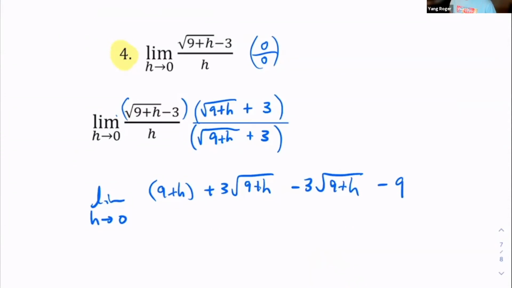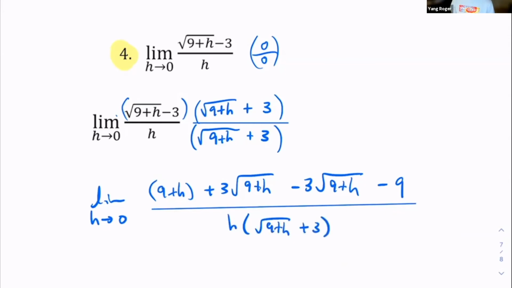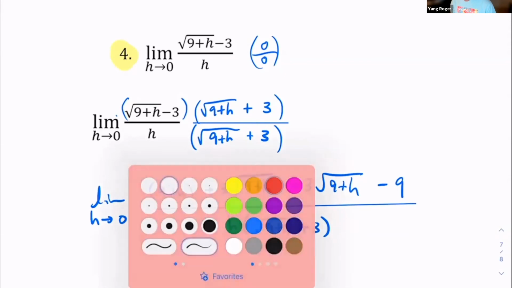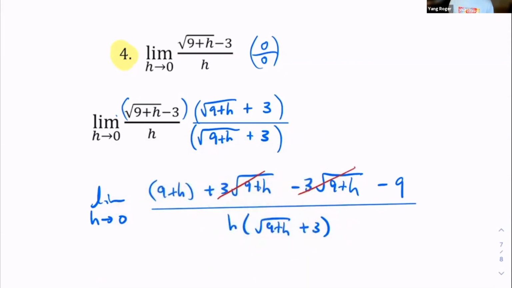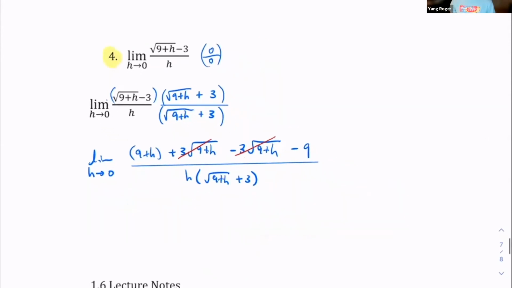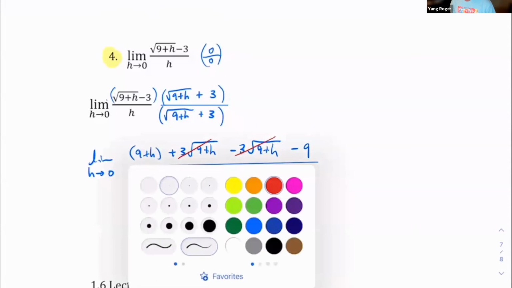When I go to write the denominator, it's just going to be h times the square root of 9 plus h plus 3, like that. We're not going to distribute, right? And then the cool thing that we see is that this middle part cancels each other out. It's the same, they're just opposite signs. So now we can simplify this even further.